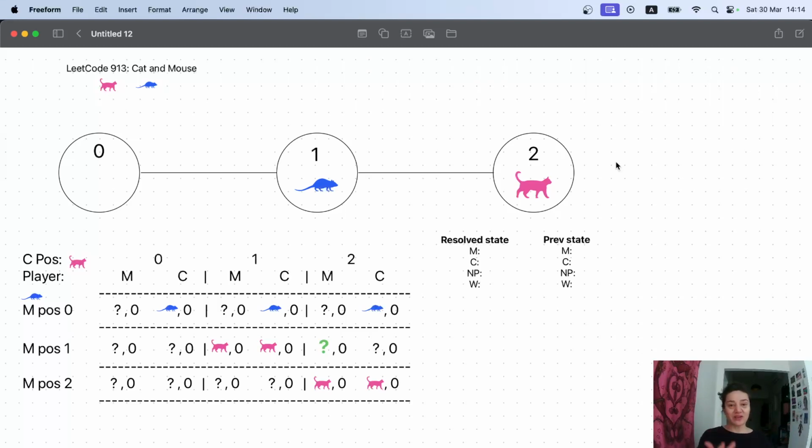So these three values are crucial to determine the state of the game and the winner. Where is the mouse? Where is the cat? Whose turn is it to play now? Who is about to move? Okay?